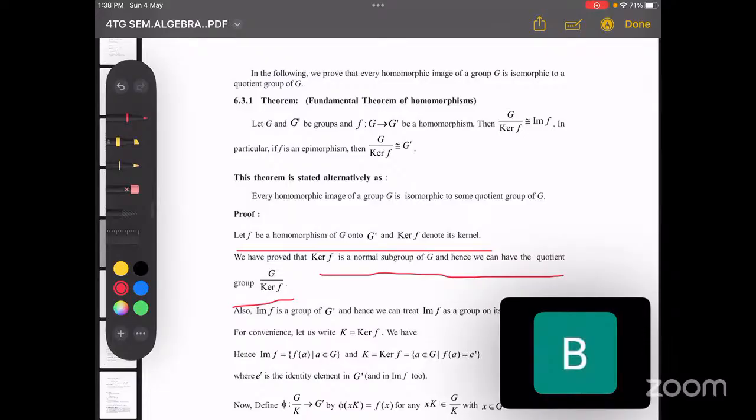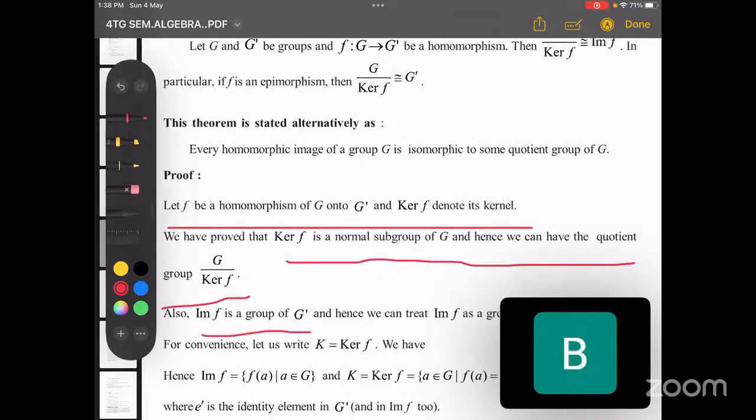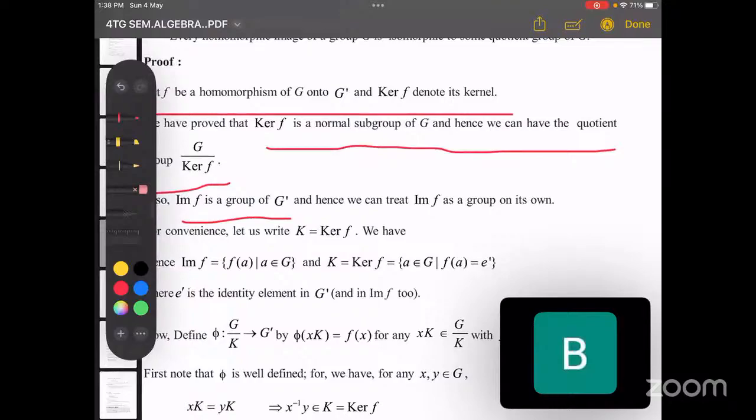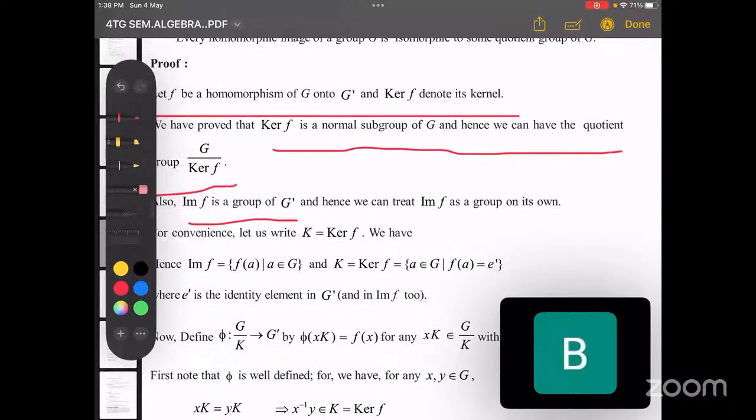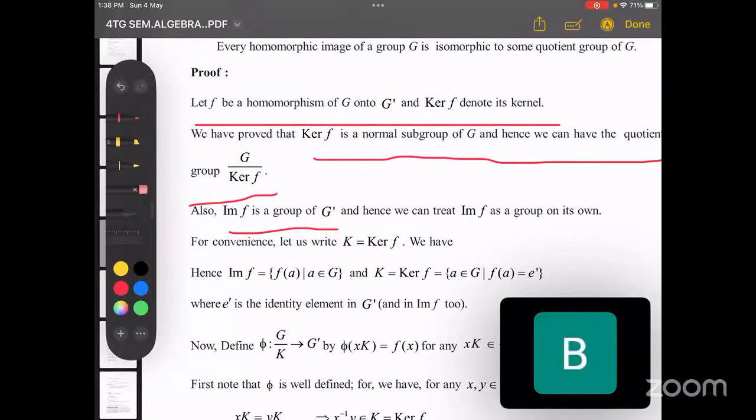Also image F is a subgroup of G dash. This theorem is also there. Image F is a subgroup of G dash and hence we can treat image F as a group on its own. So for convenience, let us write kernel F in shortcut as K. We have also image F.